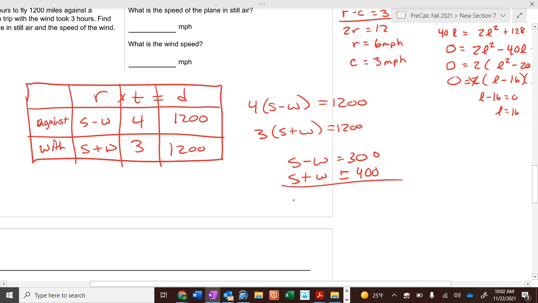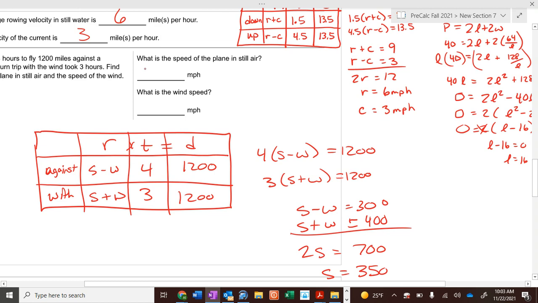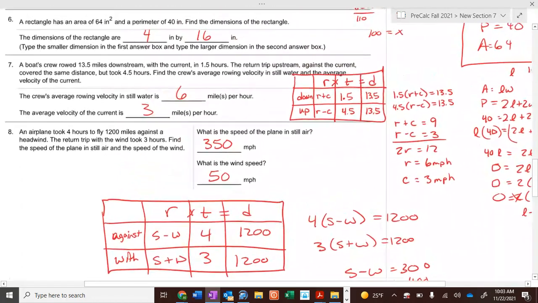So if we add our columns, 2S equals 700. So S must equal 350. 350 plus what makes 400? So the speed of the plane is 350. The wind is 50. Okay?